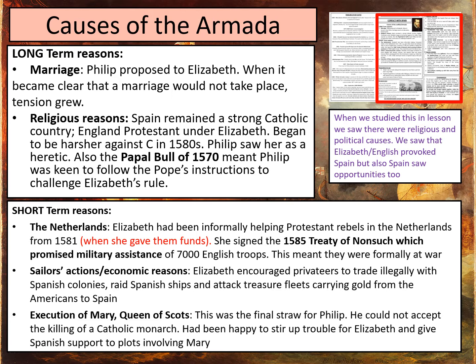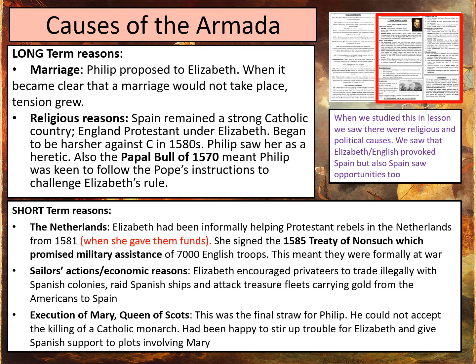So the first short-term reason was to do with the Netherlands. The Netherlands had been in Spain's sphere of influence for a number of years, and Philip had been taking over areas of what we call the Low Countries, and that brought with it a number of challenges, and part of that was to do with religion. Now, we've just talked about Philip being a defender of Catholicism. Well, the Netherlands was a hotbed of Protestantism, and so a number of people within the Netherlands wanted to break free of Spanish control because they were also trying to control their religion.